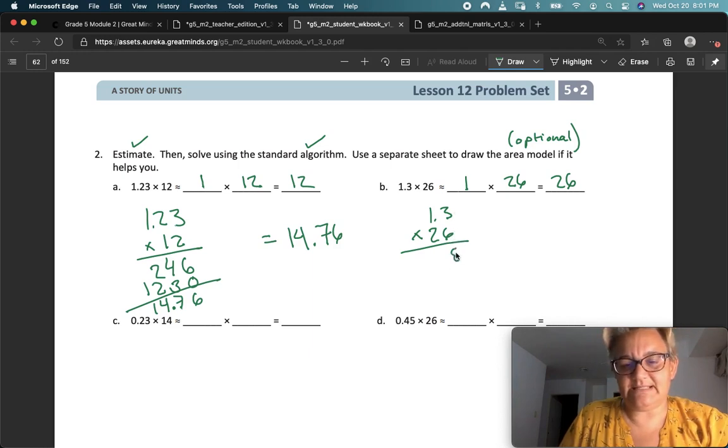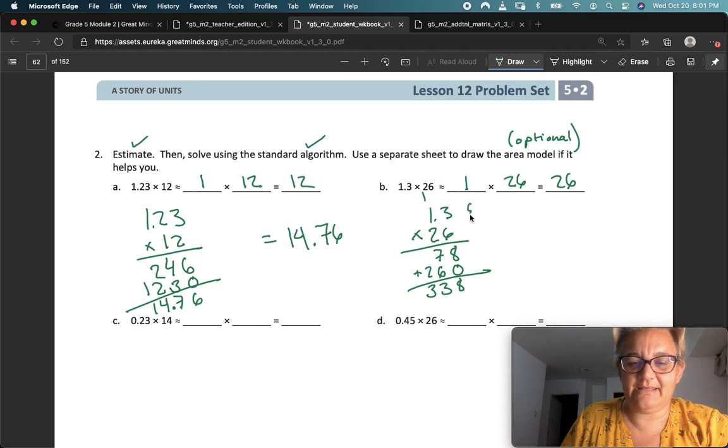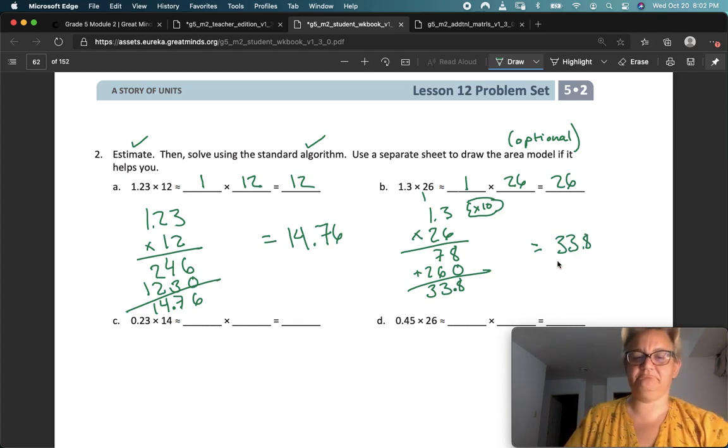I know you guys like to rush, so I was trying to rush too, but I gotta slow down. 6 times 3 is 18, carry the 1. 6 times 1 is 6, plus 1 is 7. Drop the 0. 2 times 3 is 6. 2 times 1 is 2. Then I've got 8, 13, carry the 1, 3. In my head, I only had to multiply it by 10 because there's only one decimal there. So let's go ahead and put that decimal back in. 33 and 8/10, and 26 was my estimate. Pretty close.